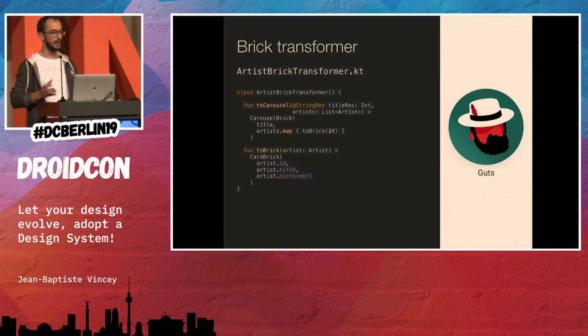My artist brick transformer just creates a carousel based on the data it receives. So here, the list of artists. So you see that it makes it really extremely simple to create new features and new screens once you already have every brick defined. And this is kind of the magic and the power of this architecture.